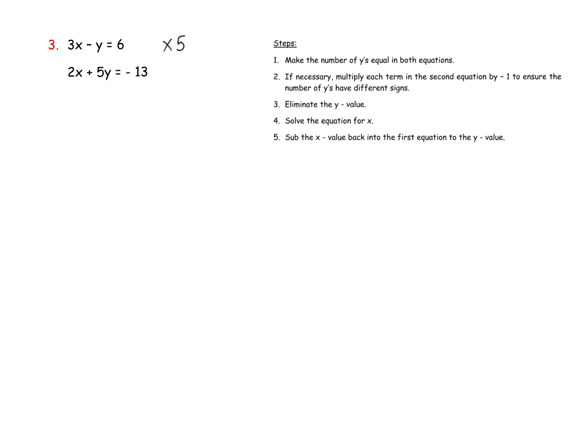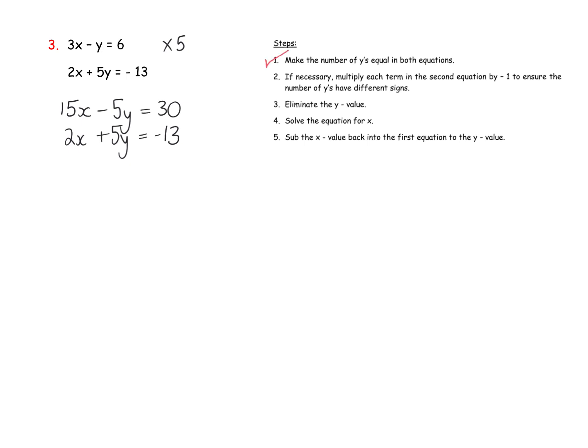The top line by 5 then, 3 by 5 will give us 15x, minus 1 by 5 is minus 5y, and 6 by 5 gives us 30. The bottom line stays the same, 2x plus 5y is equal to minus 13. Checking step 1 again then, it says make the number of y values in both equations equal. We have minus 5y and 5y, so the number in front of y is the same in both, so that's step 1 done.